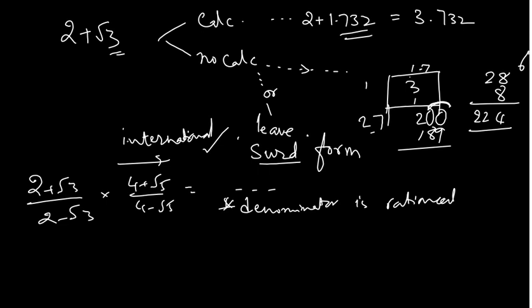Why I am saying this is, yes, the same question. The surd form is there, and the denominator should be rational. Understood, right? Let me do the same question on the next page.